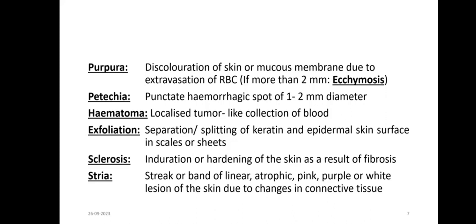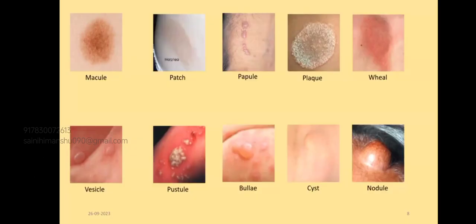Next comes stria. It's a streak or band of a linear atrophic lesion. This is a term that is to be seen. Atrophic, pink, purple or white lesion of the skin due to changes in connective tissue. Changes in the connective tissue. The linear markings or band will be a very characteristic feature. Now let us see all these features. I did not add photos together with the explanation because the slide count would be much more.